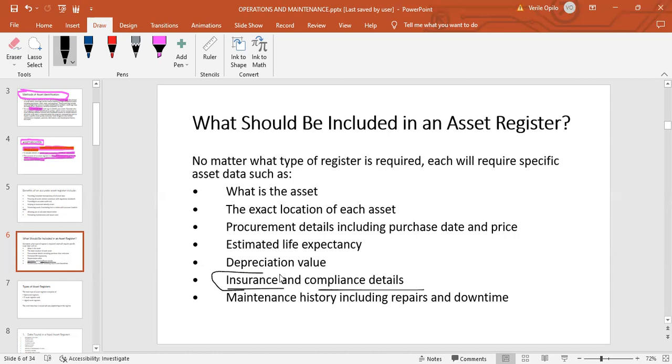Does this asset require to be insured? And have you also complied with all other rules and regulations surrounding the utilization of this asset in the company's operations? Then you also need to include details about the maintenance history of that asset, including any repairs that have been done and any downtime that has been experienced with the use of that asset in the past. So those are just some of the details that you're going to include when you are preparing an asset register.